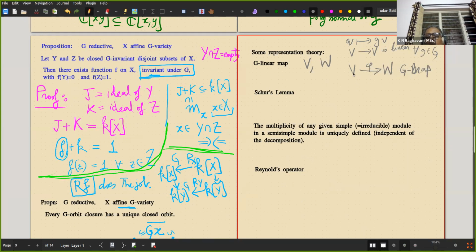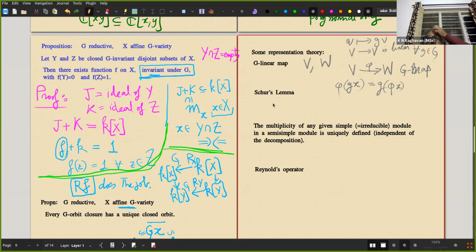If the G action commutes with φ, that is, if I take an X and I act by an element of G here, and then take φ, so φ will push it to W. That is the same thing as pushing it via φ to W first, and then acting by G. This makes sense because W is also a G representation. Actually, you can define this G map even at the level of sets. I have not used anything about these being vector spaces and G representations. The notion of a G map makes sense even for G sets.